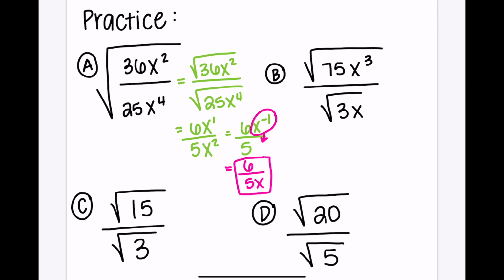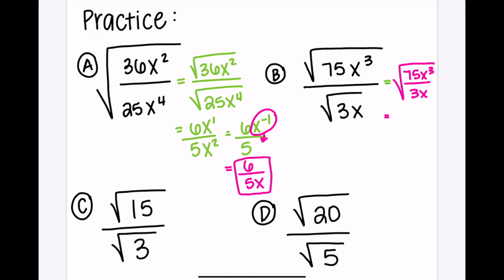All right, letter B. The square root of 75 over the square root of 3x. So just looking at this one, I'm seeing 75 divided by 3, which is 25. So I'm actually going to make this one a big radical to start with. 75 x to the 3rd over 3x.